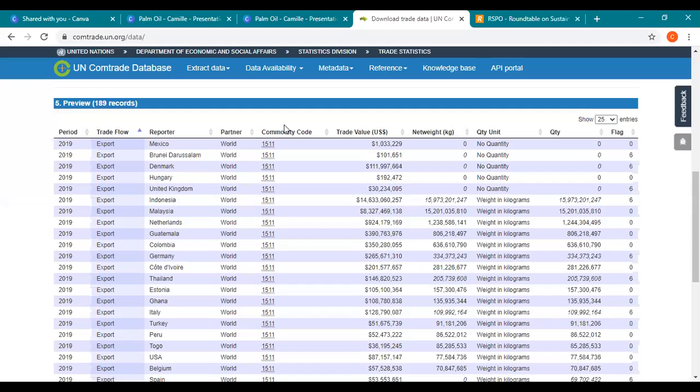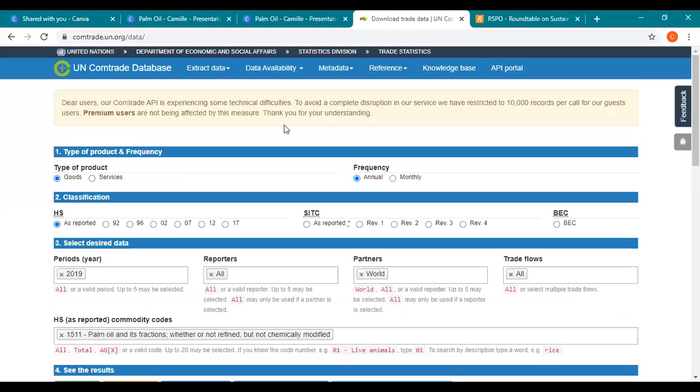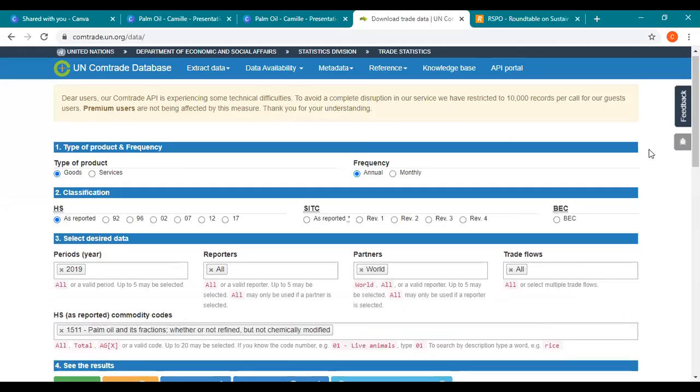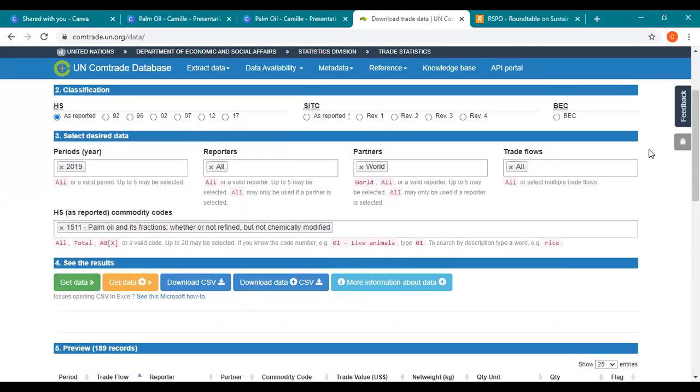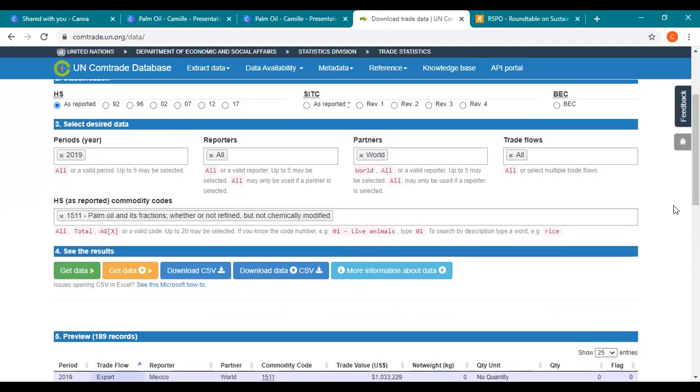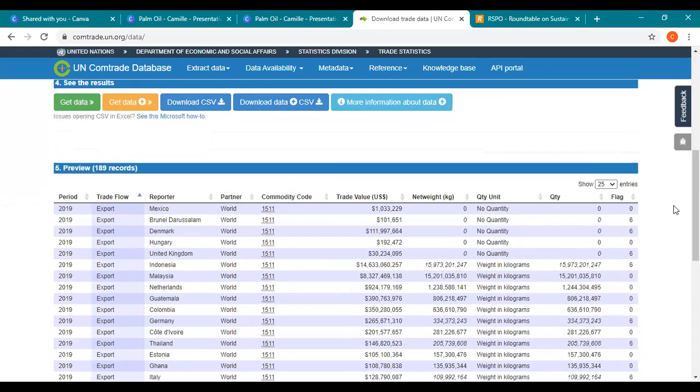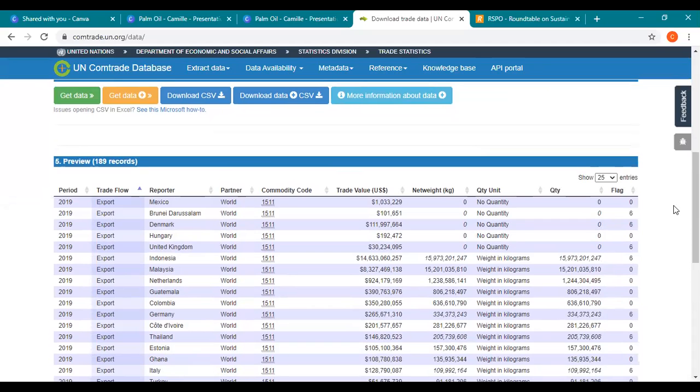Yay. So what that link does, it'll take you to this website, and it just tells you where palm oil is going to and where it's coming from. If you scroll to the bottom, right here, commodity codes, you can enter the code 1511, and it comes out to the palm oil. Then you go down and you get data. And right here is where that information is coming from. As you can see, it's being exported from Indonesia, Malaysia, and then imported.